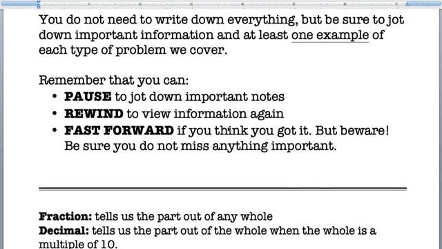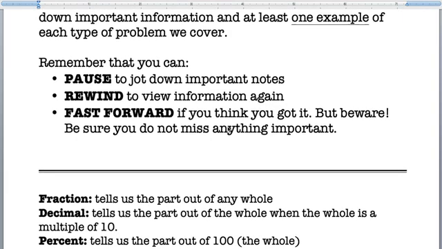So let's begin. You should probably already know a bit about fractions, decimals, and percents, but as an overview, here are some important vocabulary words you might want to underline, bold, highlight, and all that good stuff in your notebook. Fractions tell us the part out of any whole. They're very versatile. You can put any number on the bottom as the whole number.